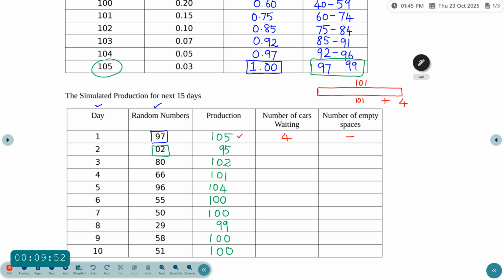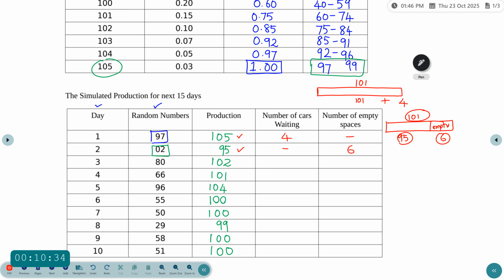For the next one, production value 95. So in the 101 places, 95 parking places are filled by those 95 cars. The remaining 6 spaces are empty, because 95 plus 6 equals 101. So how many empty spaces are there? 6. So number of empty spaces is 6.